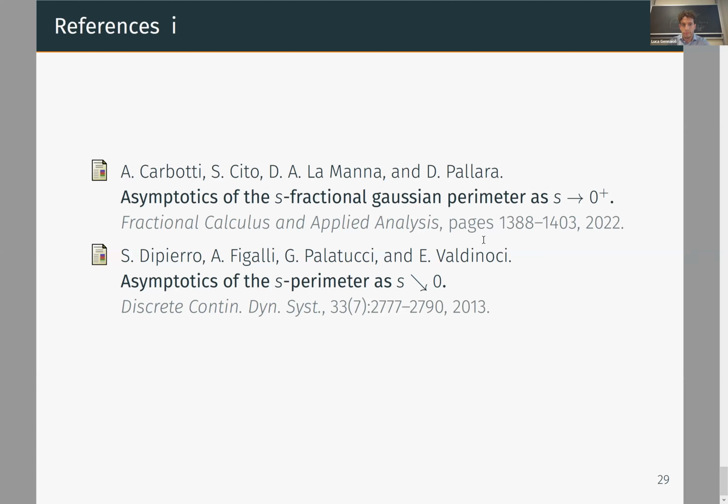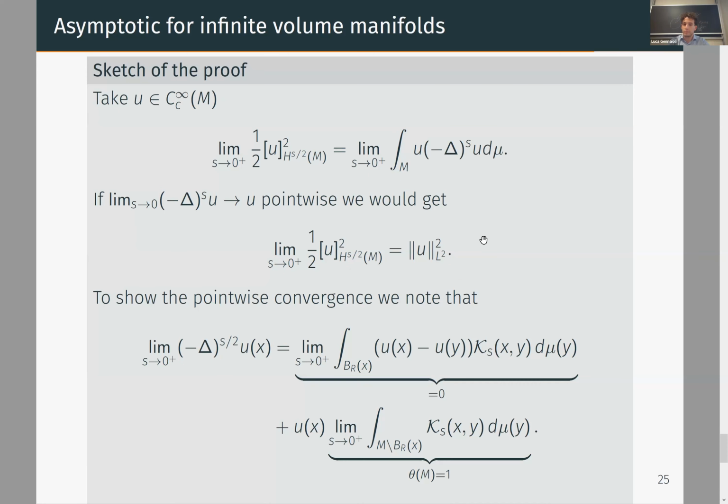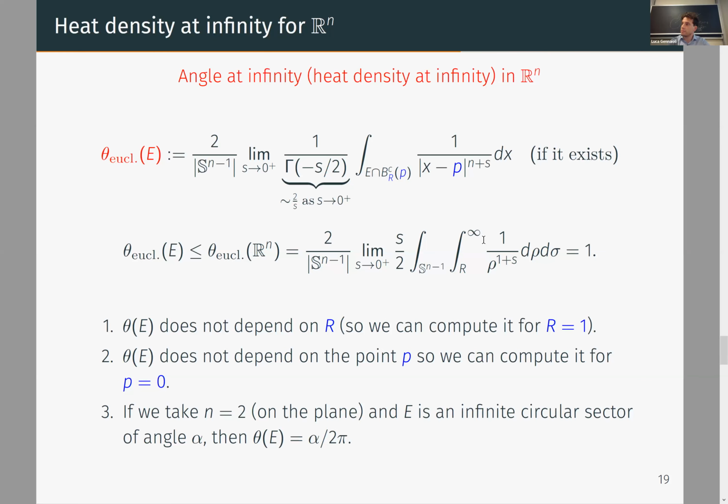Can you go back to the definition of the angle of the set? Can you explain if there is a relation with the blowdown procedure? Is it the density of the blowdown? Yes, somehow it should be. But I don't understand why it should exist, if the set E oscillates. Exactly, in that case it doesn't exist.